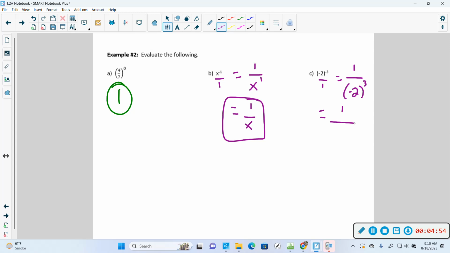Negative 8. Ooh, that scared me. All right, usually you do not leave a negative in the denominator of a fraction. It's just one of those unwritten algebraic rules. So I'm just going to kick the negative out front and put my final answer as negative 1/8. Got it. So I wasn't too worried about the -2. It was that -3 exponent we had to be careful of.